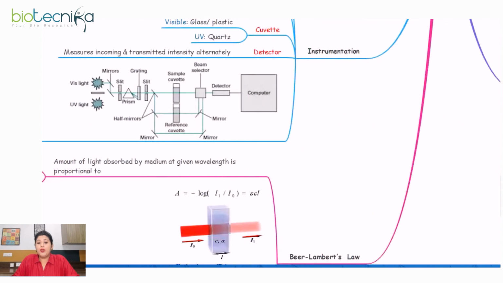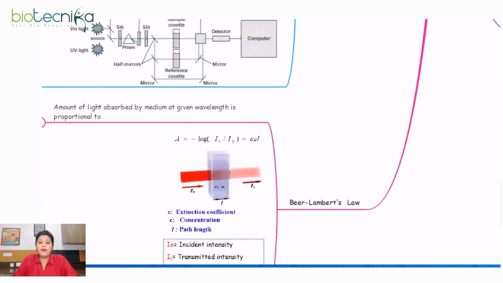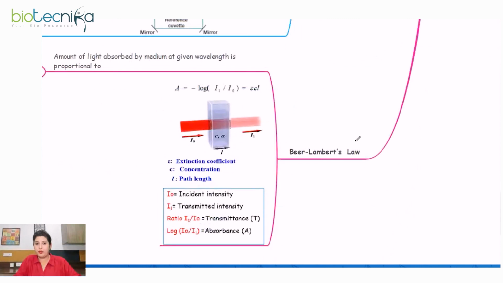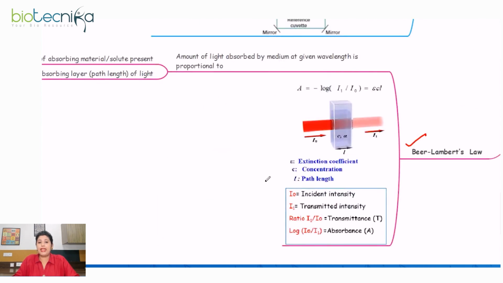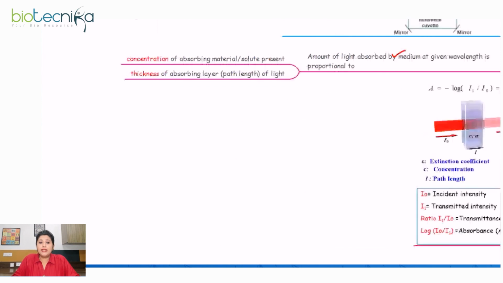Now, as we are talking about UV visible spectroscopy, kindly note that it is an absorption spectroscopy, because the transition of an electron from one energy state to another takes place because of the absorption of light. Absorption spectroscopies like UV visible spectroscopy are based on Beer-Lambert's law. According to Beer-Lambert's law, the amount of light absorbed by a medium at a given wavelength is proportional to the concentration of the absorbing material or solute present and the thickness of the absorbing layer, that is, the path length of light.